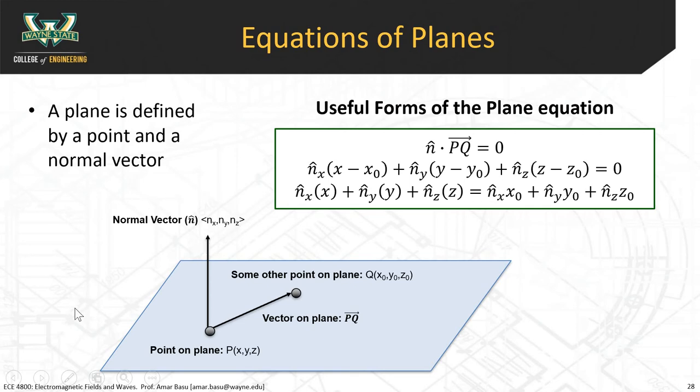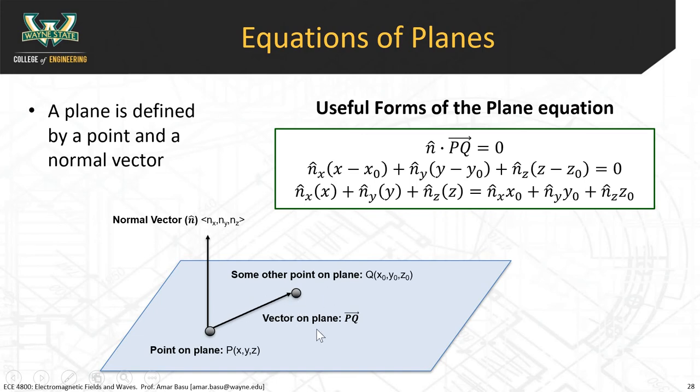So what you can do is find a vector that resides on the plane, like PQ. And remember how we said that the easiest way to find out if two vectors are perpendicular or not is to take the dot product. If the dot product between two vectors is zero, that means that the two vectors are perpendicular to each other. Okay, so imagine that we have a vector on the plane.